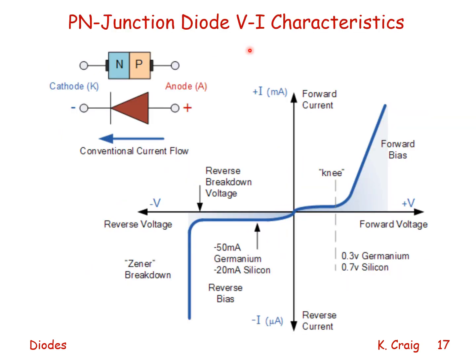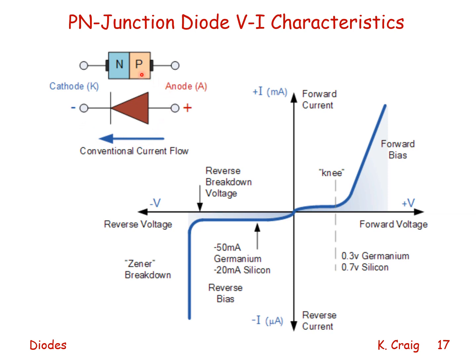The graph shows the p-n junction diode voltage current characteristics. The p-type material is called the anode. The n-type material is called the cathode. The conventional current flow is from the anode to the cathode.